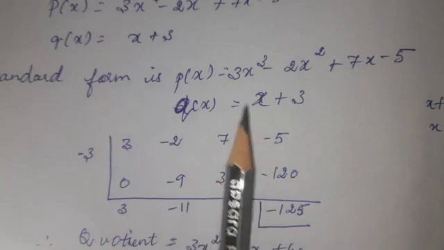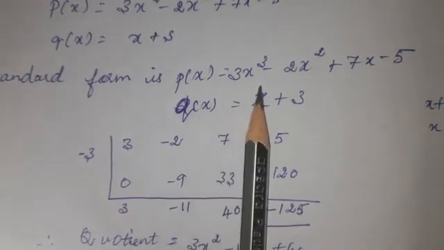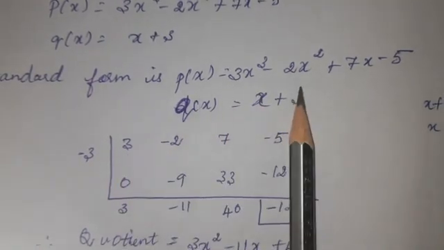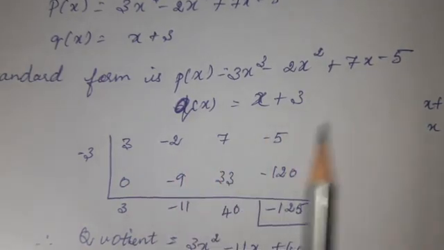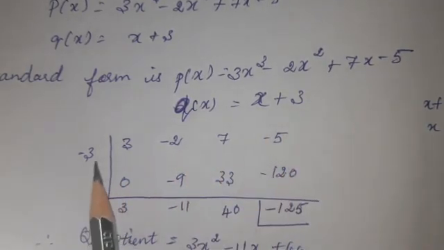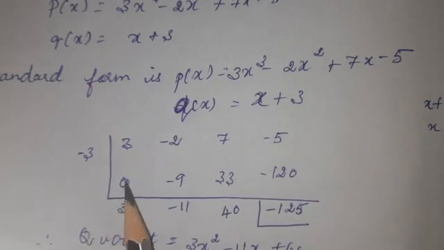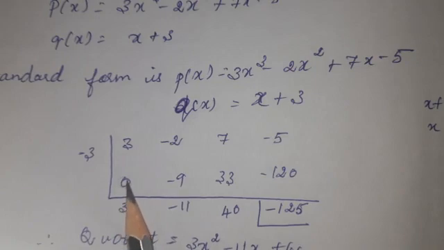So here we should write the coefficients. What is this one? 3. The x square coefficient is minus 2. The x coefficient is 7. This is the constant term, minus 5. We found that the x value is minus 3 now. Here you should write it. Here we should put 0. Always we should put 0.